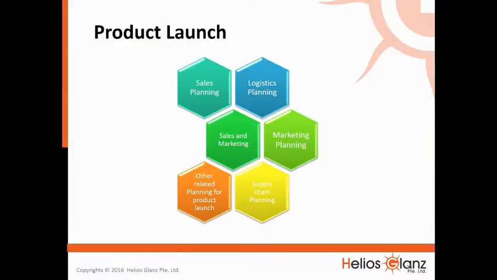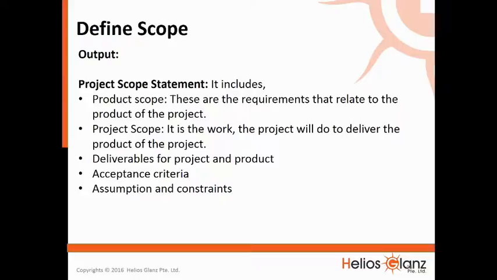Product launch. It involves sales planning, logistics planning, sales and marketing, marketing planning, other related planning for product launch, and supply chain management. Define scope. The output is the project scope statement. It includes product scope. These are the requirements that relate to the product of the project. Project scope. It is the work the project will do to deliver the product of the project.